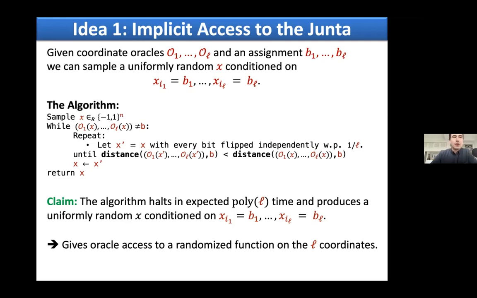So from now on, I'm just going to think of my function as a function on L bits, and because I have this implicit access to it, I can do everything on functions on L bits. Notice that now it's not necessarily a Boolean function, but we can think of it as a randomized Boolean function, or a bounded function, meaning a function that gives for every specific value a number between -1 and 1, which is the bias of the function conditioned on these values.